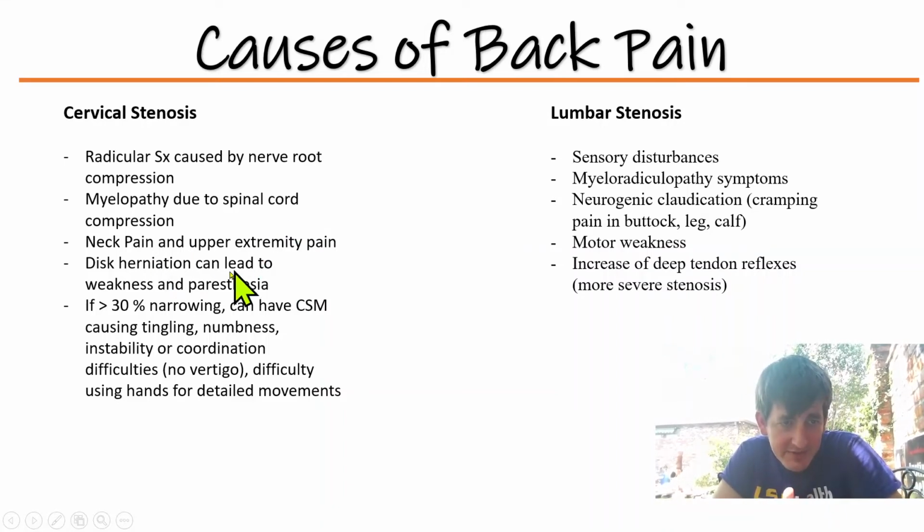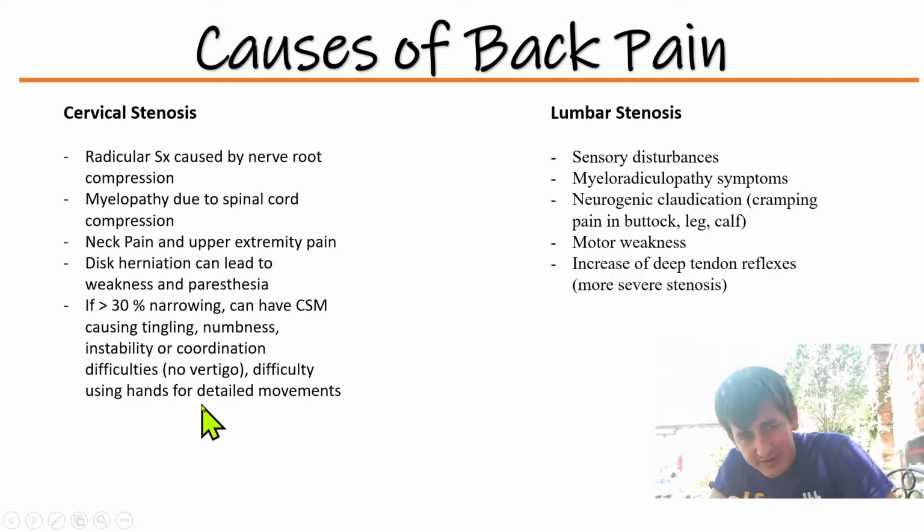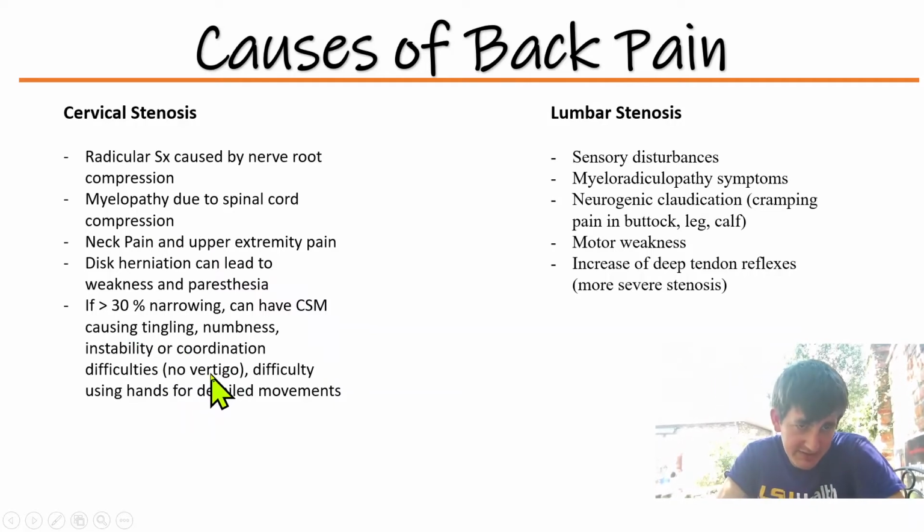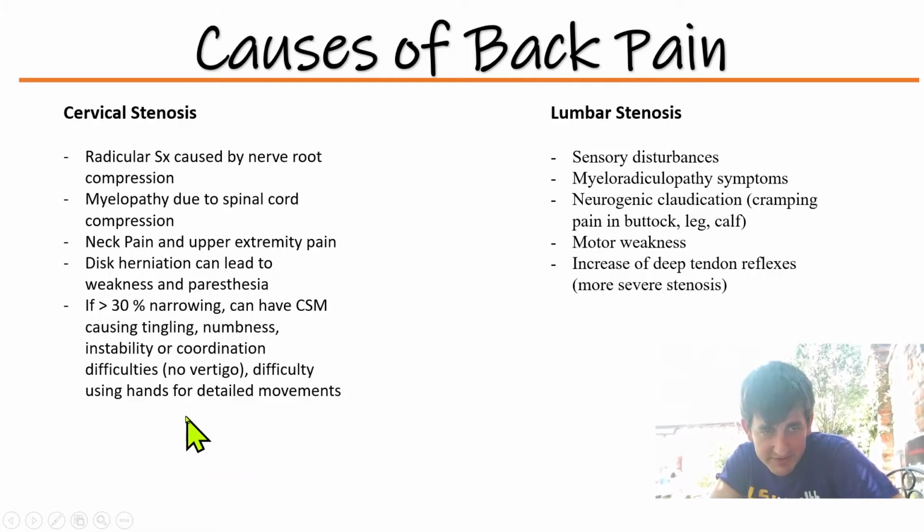Neck pain, upper extremity pain, disc herniation can lead to weakness and paresthesia. Greater than 30% narrowing, as we said, you can have this cervical spinal myelopathy, causing tingling, numbness, instability, or coordination difficulties. Not vertigo, not room spinning, but coordination difficulty. Difficulty using hands for fine motor movements, right? Just fine motor movements of hands.